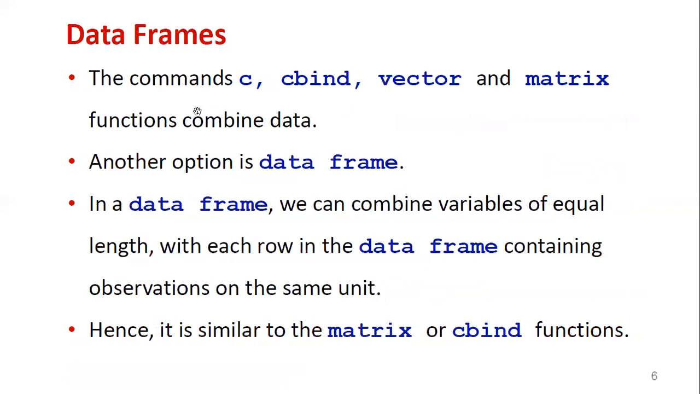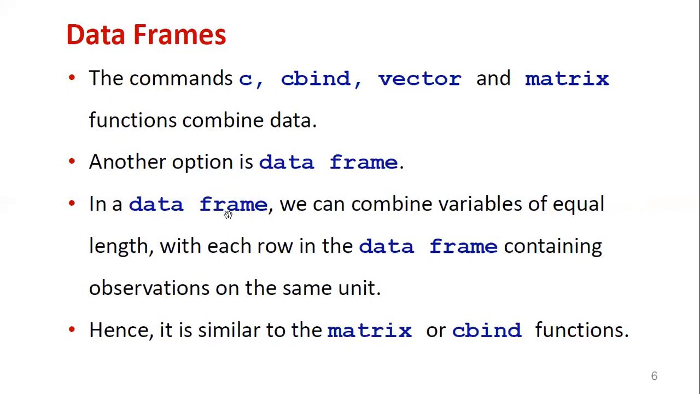The commands c, cbind, vector and matrix are all used for combining the data. Some of them we already covered, about c, about vector, about matrix. We already covered and discussed various examples. Another alternative option is data frame, which is also used to combine different types of data sets.